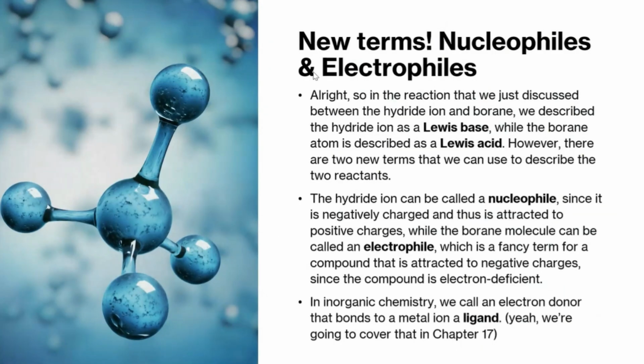Now, in addition, here's a little side note. In inorganic chemistry, we will call an electron donor that bonds to a metal ion a ligand. And we're going to cover that in chapter 17, which is far, far off.